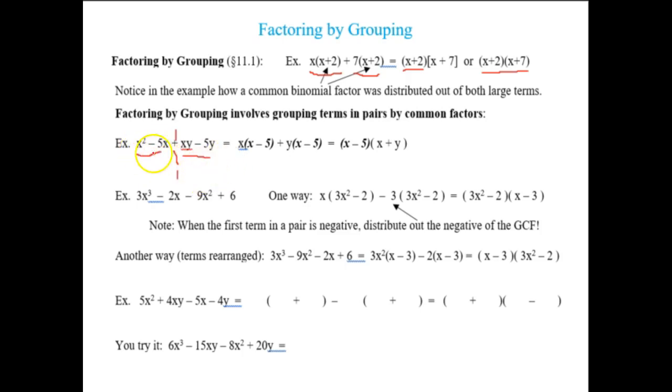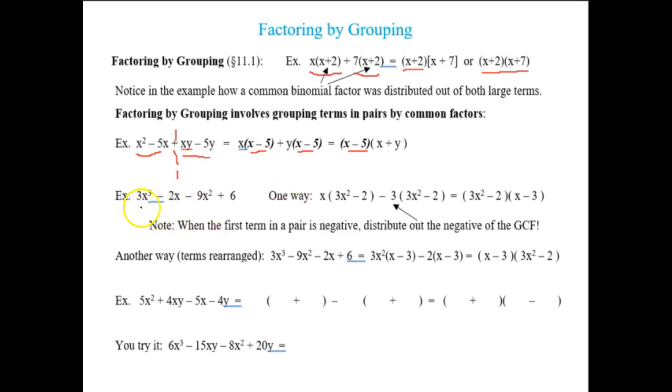So I'm going to distribute out an x here. So I'll have x times x minus 5. And in the second case, I'm going to distribute out a y. So I have y times x minus 5. And then if you notice, each of the bigger terms has an x minus 5 in it. So I'm going to pull that x minus 5 out to the front, and then I'd have left over x plus y. So the complete factoring is this here. And if you FOIL that, you'll see that it equals the original expression that we had.